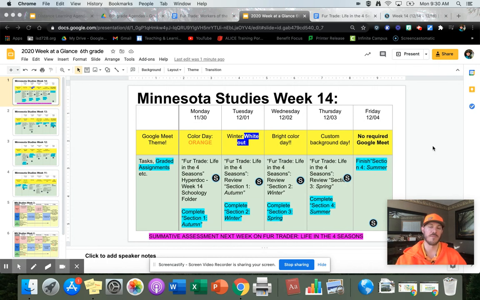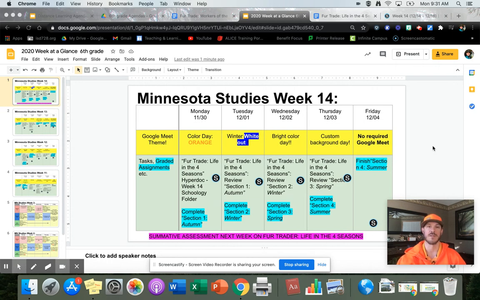So this week, week 14, we're continuing with our exploration of the fur trade, but we're focusing more on what life was like for the different workers of the fur trade, the workers we learned about last week, throughout the course of the year. In doing so, we'll be reading from the textbook and filling out a Fur Trade Life in the Four Seasons hyperdoc, which is linked in Schoology, that will guide students through the learning process and critical thinking they will need to do in order to finish the assignment and do the summative next week.